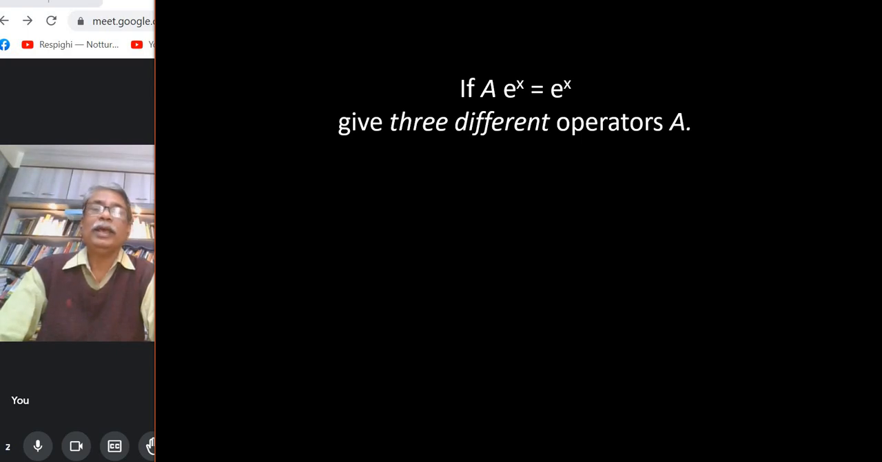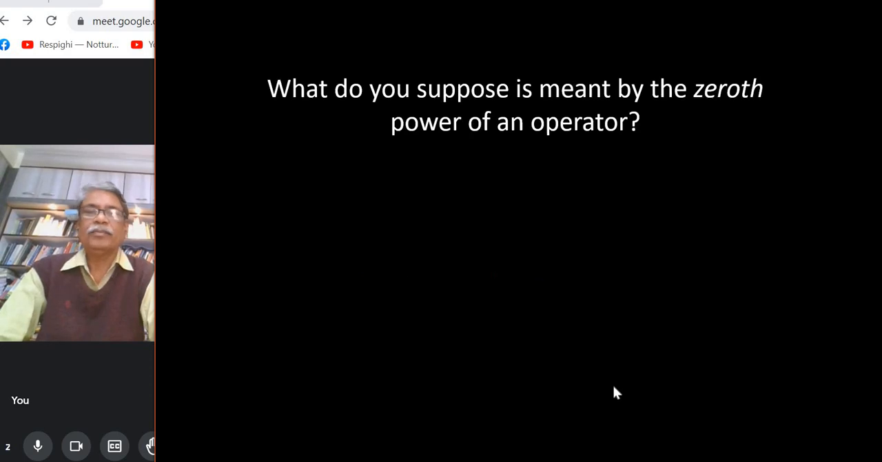So what can A be? Of course A can be simply 1, multiplication by 1, it can be d/dx, or it can even be the second derivative, right? So these are the three answers for A.